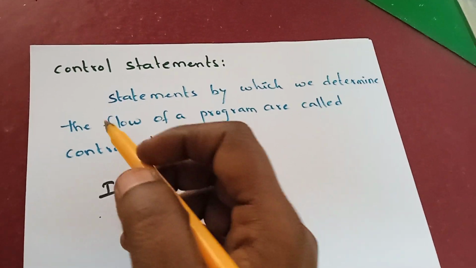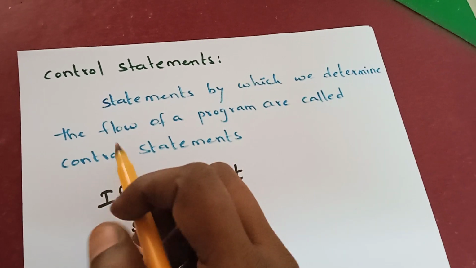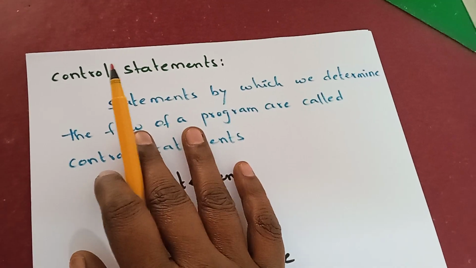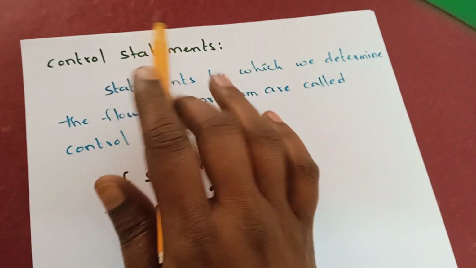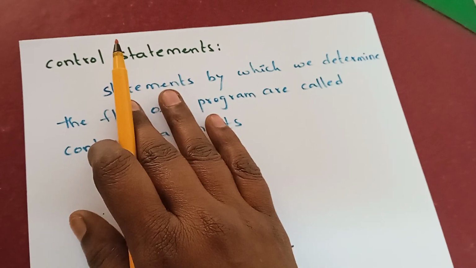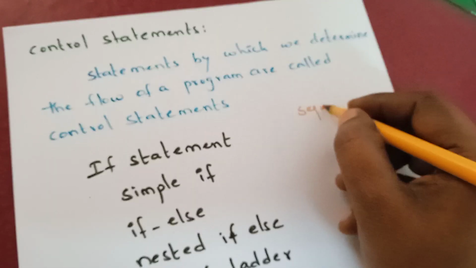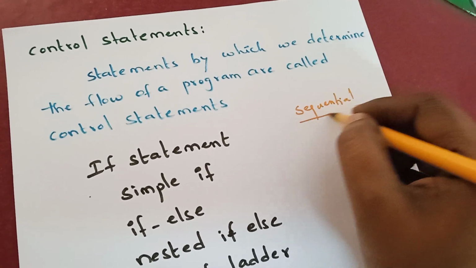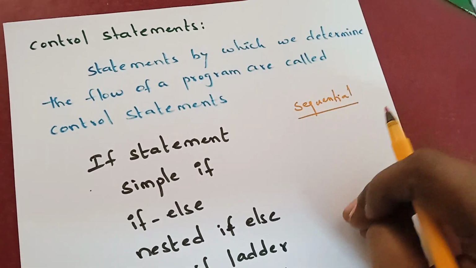Good morning everyone. Welcome back to another session, and this video is about control statements. Generally, before we talk about the statements, let's see why these statements exist. Before control statements, we discussed sequential statements, right? So what is a sequential statement? That is the statements which will be executed in a sequential manner.